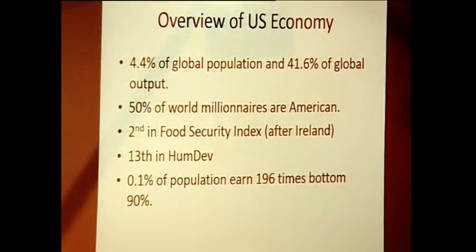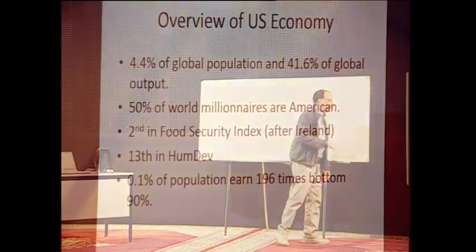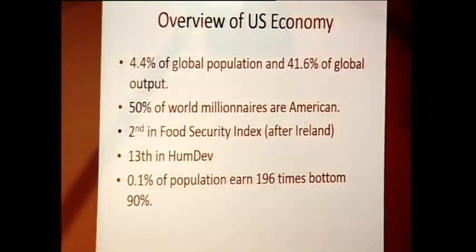Now, let's go to the US economy as such. Generally, the population of the United States is less than 5% of the global population. It's not much. And yet, they produce more than 40% of global output. So less than 5% of people produce more than 40% of global production. And half of world millionaires are American. Half are American.